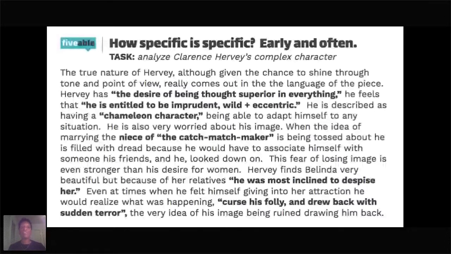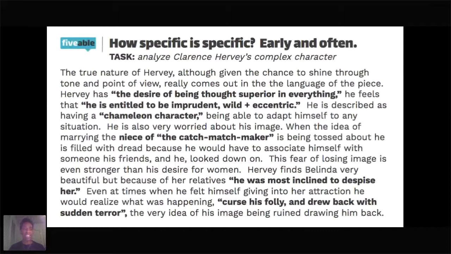And so this is saying the true nature of Hervey really comes out in the language of the piece. Hervey has, quote, the desire of being thought superior in everything. He feels that, quote, he is entitled to be imprudent, wild, and eccentric. So there you establish that evidence. That's the most evidence in one sentence, because that's that first kind of proof, that first line of evidence. He is described as having a chameleon character, being able to adapt himself to any situation. We have interpretation of the evidence. He is also very worried about his image when the idea of marrying, quote, the niece of the matchmaker.